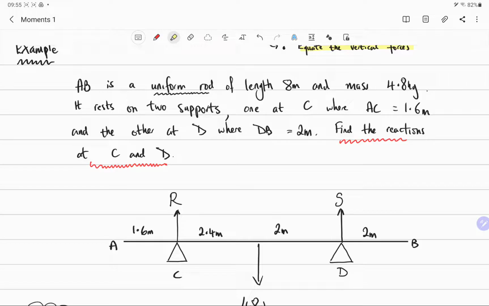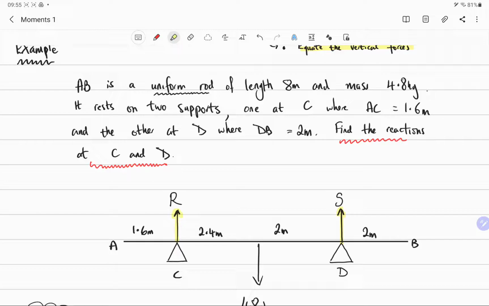So what we are actually asked to find is the value of these reactions that act upwards at C and D, and we'll call them R and S. We normally call a normal reaction R in previous exercises. So we have to find these 2 reactions. Now let's read through the question just with a little more detail.